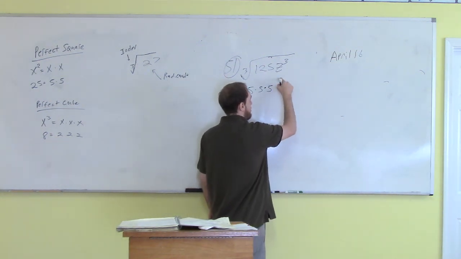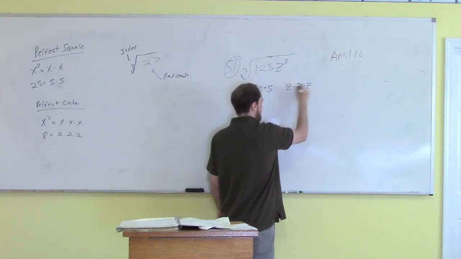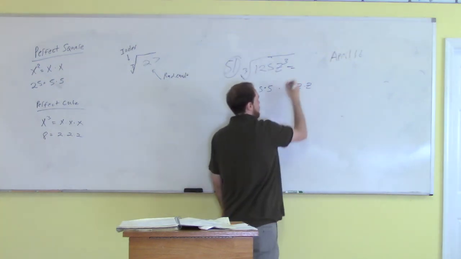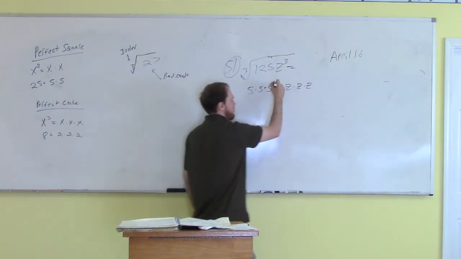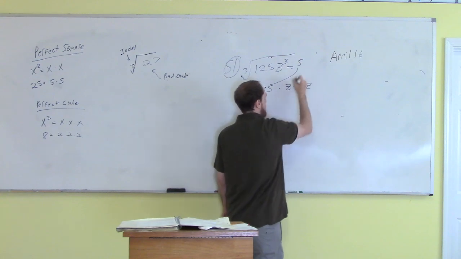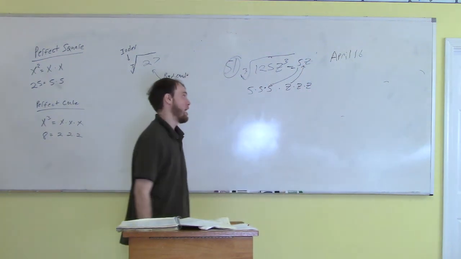And then the z cubed would be z times z times z. And so for your actual root, it's the number that's repeated and the letter that's repeated. And so the 5 would go here, and then the z would go there. And so our answer would be 5z.